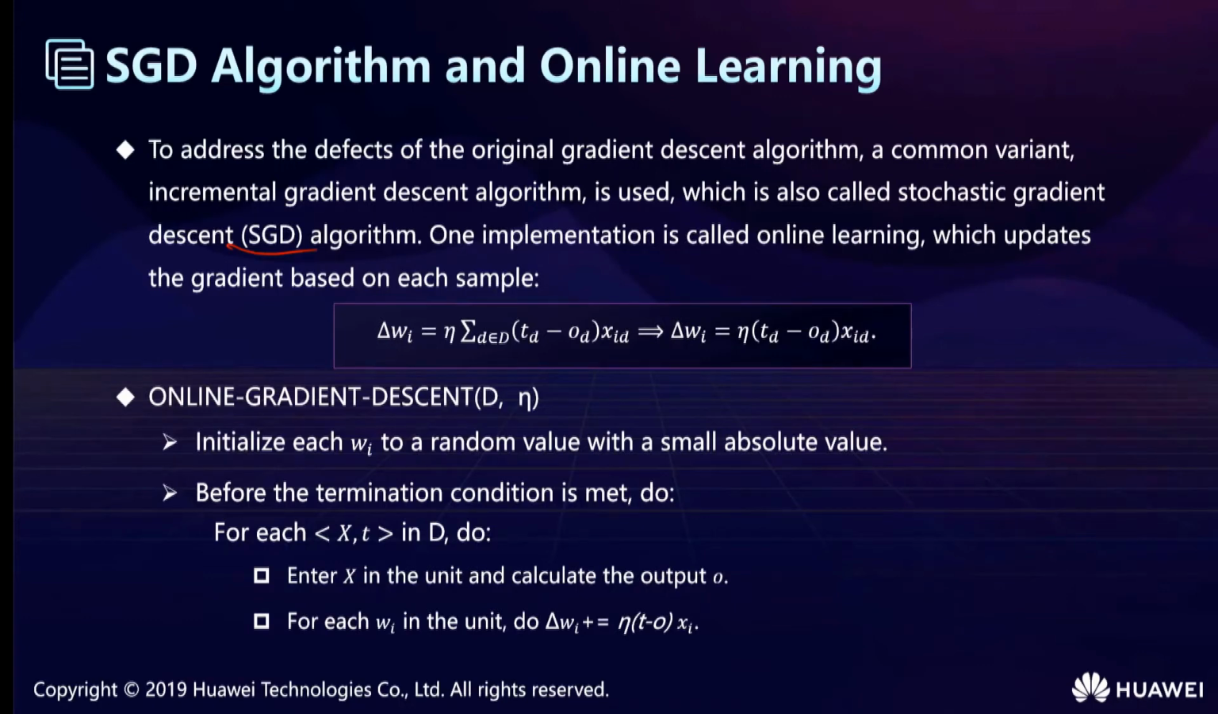This is the procedure of online gradient descent. Let's see some details. First, we should initialize each Wi to random values, not 0, and with small absolute values. Before the termination conditions are met, we should do the following: first, enter the input and calculate the output, then calculate the Wi and update the weights, and so on.